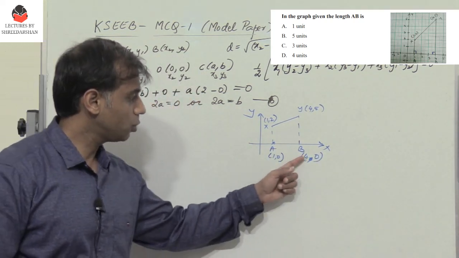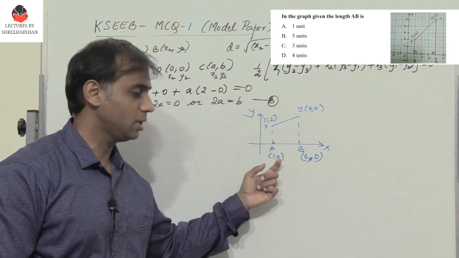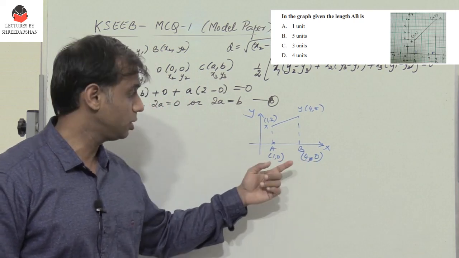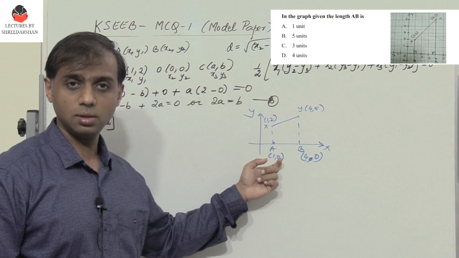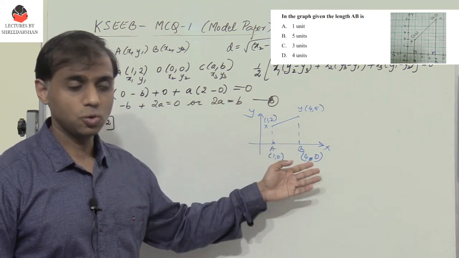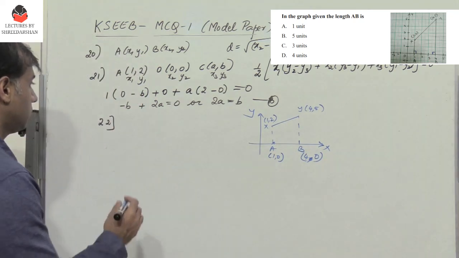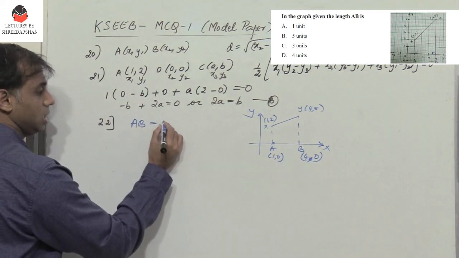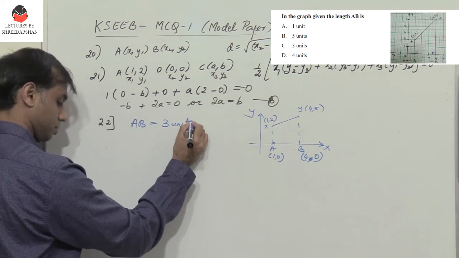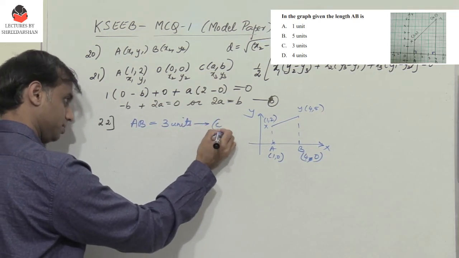So what is this length? It is nothing but 4 minus 1, or if you want to use the distance formula, you can use this: square root of (4 minus 1) the whole square. So it's going to be the square root of 3 squared, which is going to give me 3. Therefore, AB is equal to 3 units. And the right option is C.